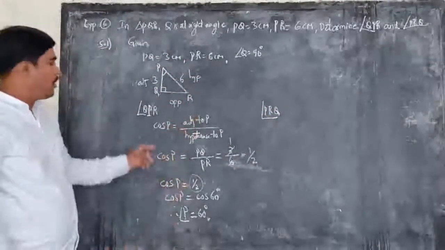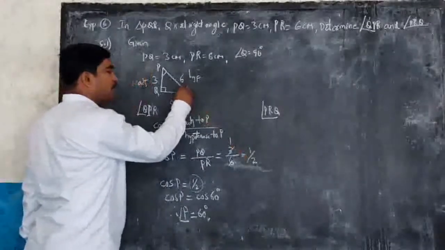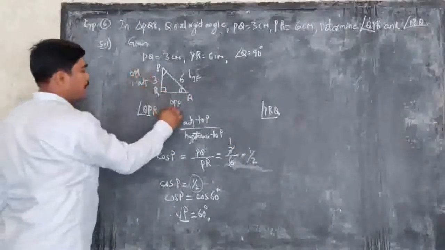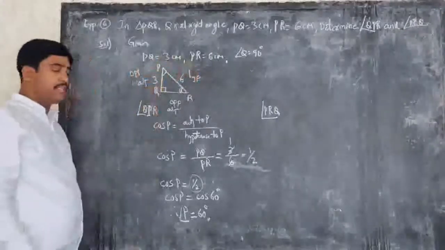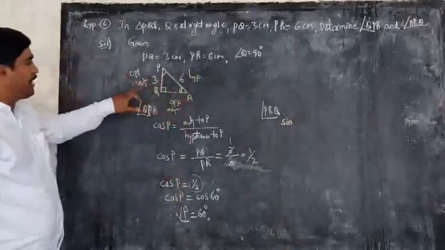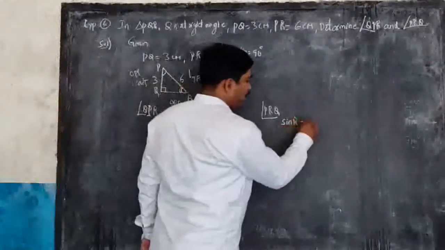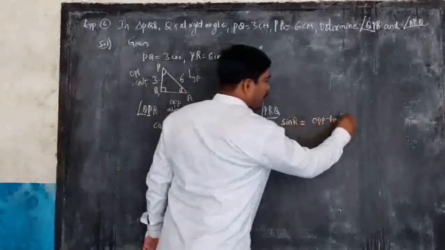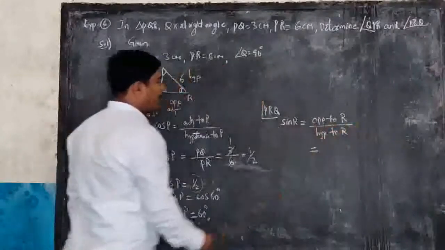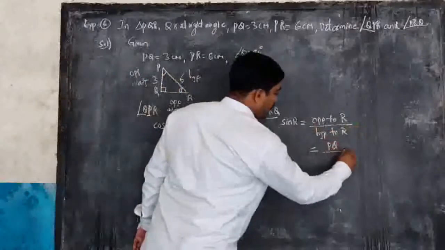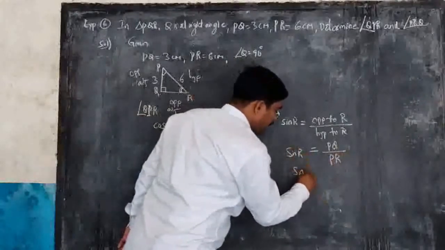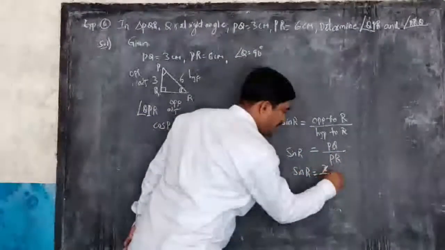Now similarly we will find angle PRQ. Now the angle will be at R. When we put the angle at R, PQ will become the opposite, QR will become the adjacent, and PR the hypotenuse. Now sine, why I am taking sine is because the opposite value is given. So sine R is equal to opposite to R by hypotenuse to R, which is PQ by PR. Now PQ is 3 and PR is 6, so again it will be 1 by 2.